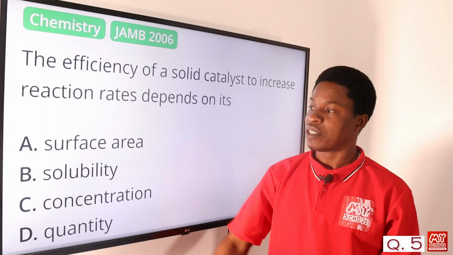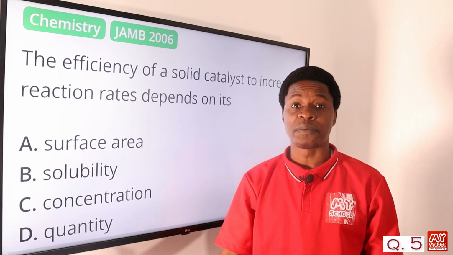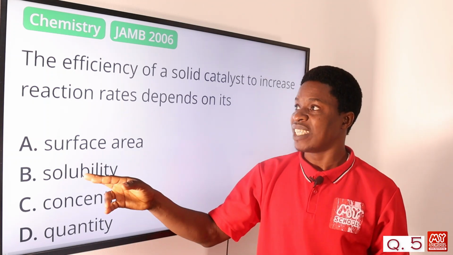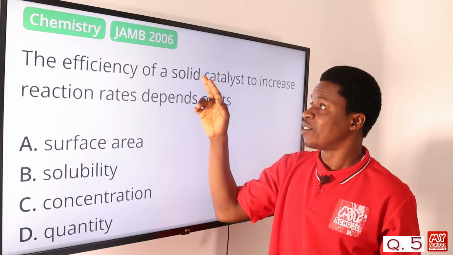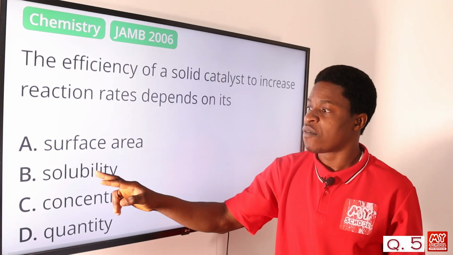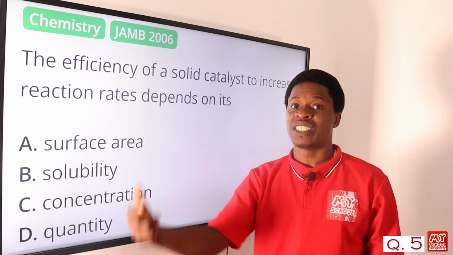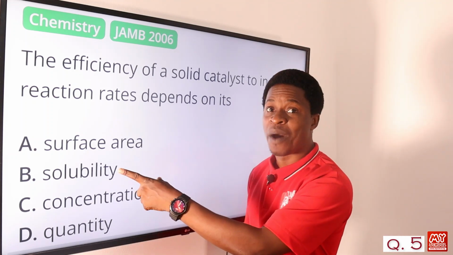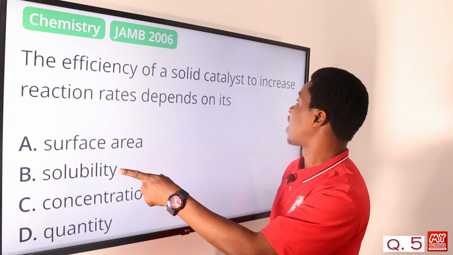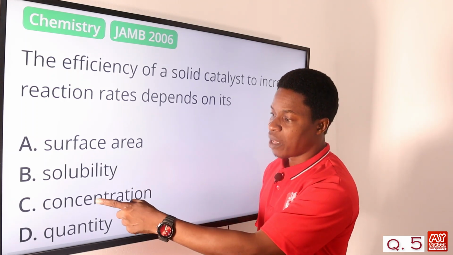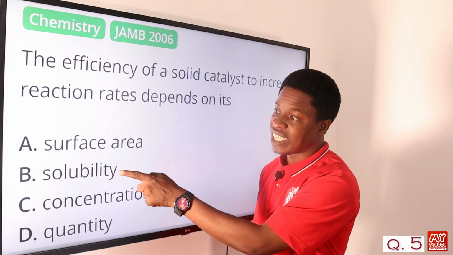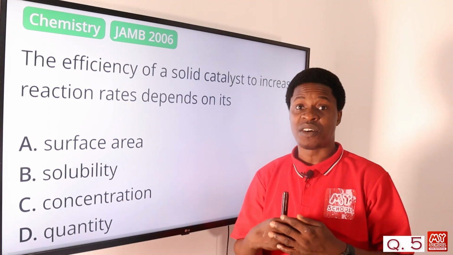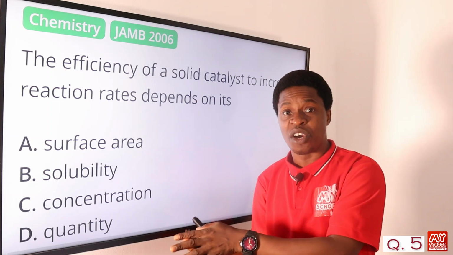Option B says solubility, where solubility has to do with the amount of a substance that is dissolved in 1 dm cube of a particular solvent. Don't forget that first we have to dissolve that salt into 1 dm cube before you can say solubility has taken place, and that one has to do with a particular temperature. So the efficiency of that solid catalyst will not increase the reaction rate here. Then we talk about concentration here. That's when we are looking at it in comparison to surface area. Concentration has to do with the amount, either in molarity of that substance or the what?